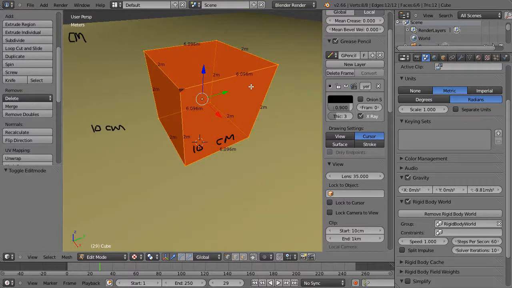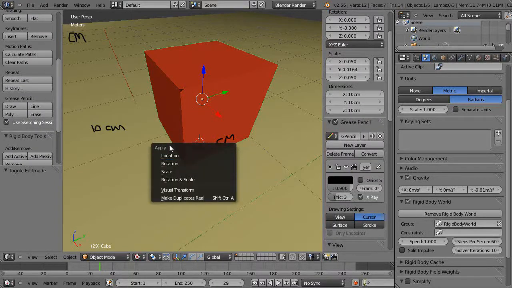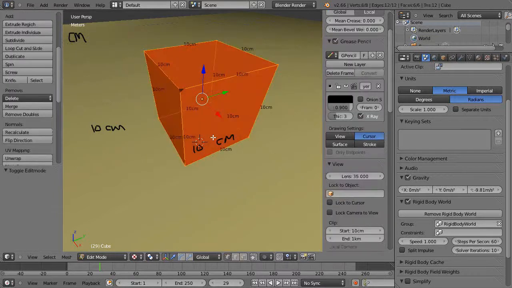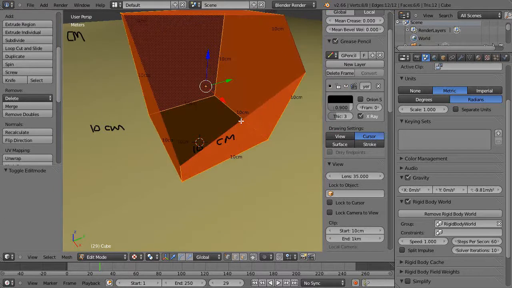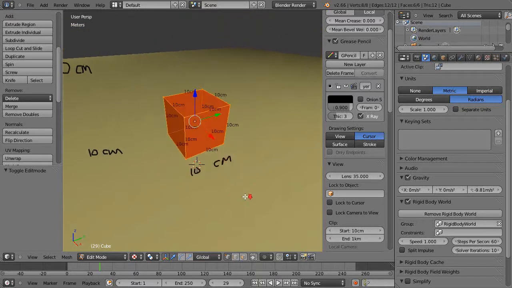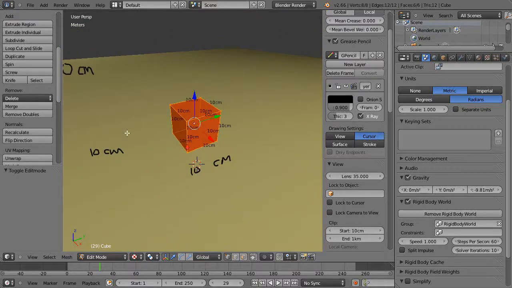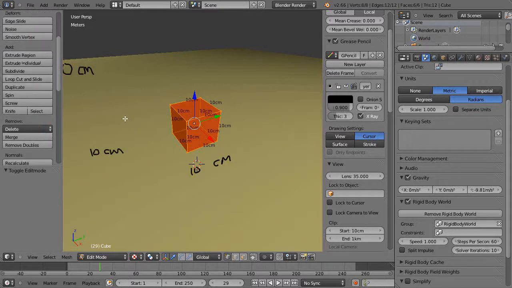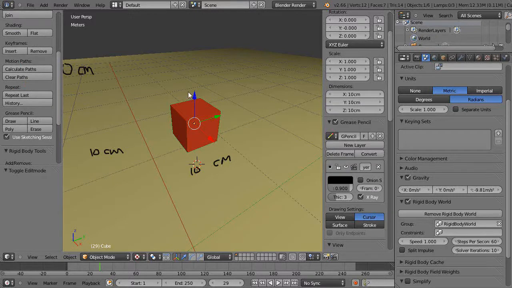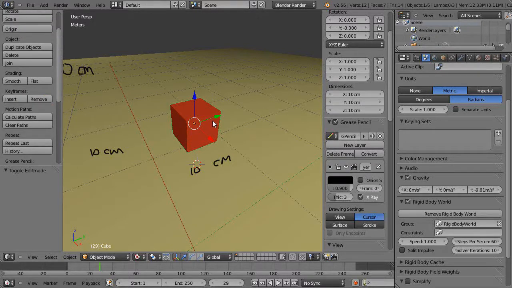This is just so fundamentally important. You have to be in object mode, press Control A, and apply the scale. So you've changed it, and then go back into edit mode, and there it is. So there's my 10 centimeters by 10 centimeters by 10 centimeters, and that's 1,000 cubic centimeters, and that is the definition of 1 liter of water. Anything that has a volume of 1,000 cubic centimeters can hold 1 liter of water.